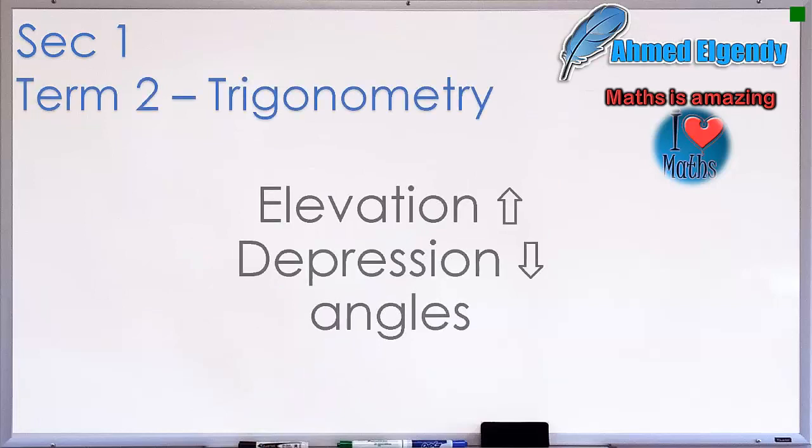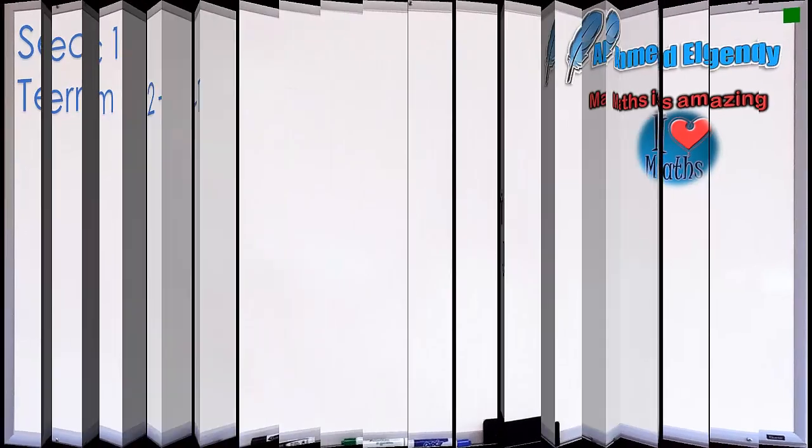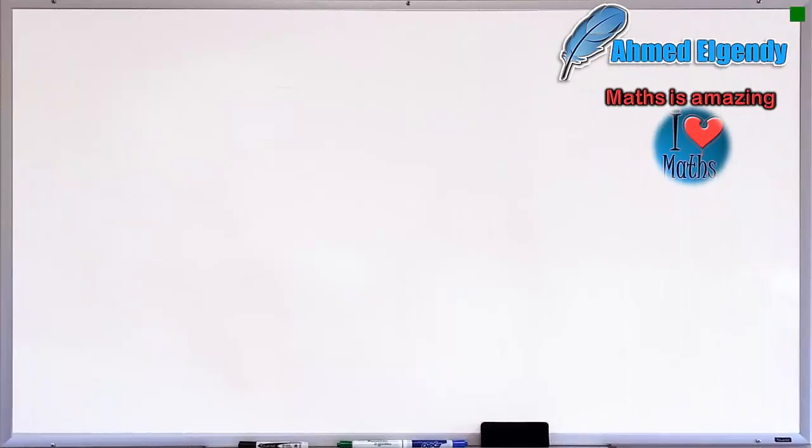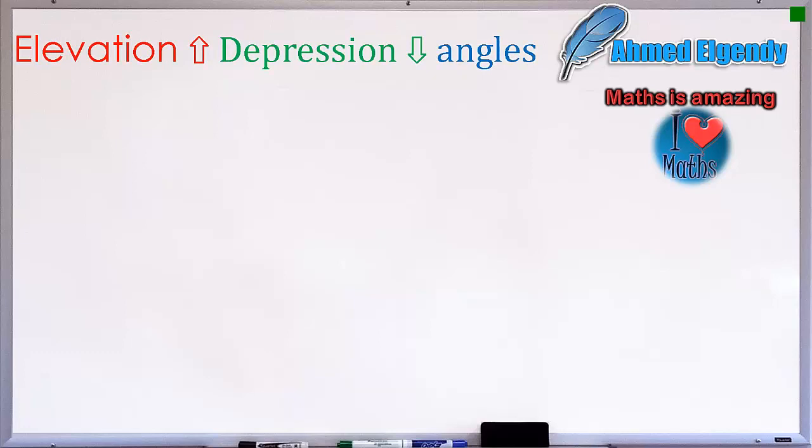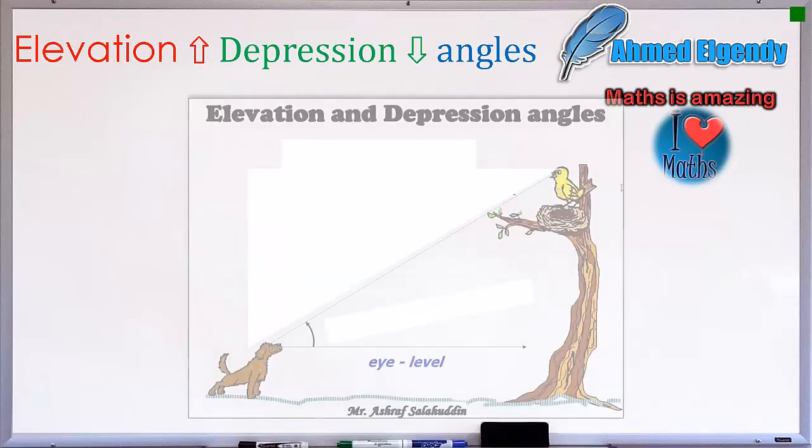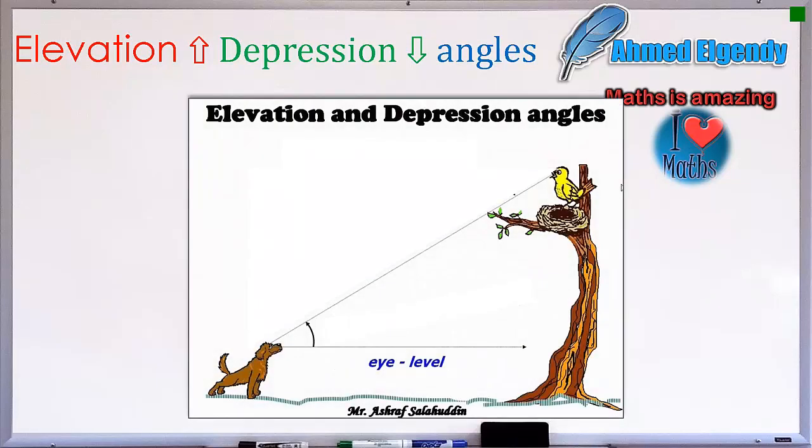Our lesson today is about elevation and depression angles, part number 1. First, we must know the difference between the meanings of elevation and depression. In this picture, we have a dog looking to the top of the tree to see a bird.